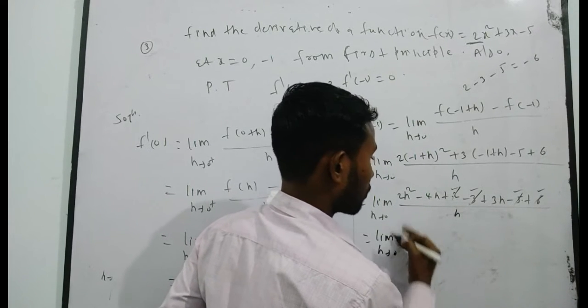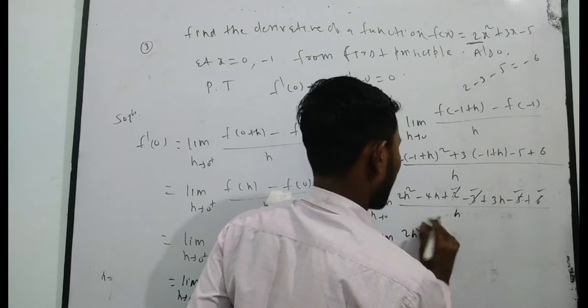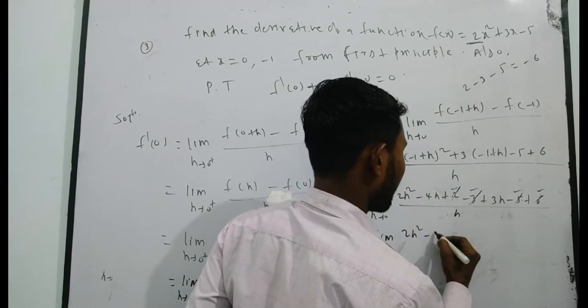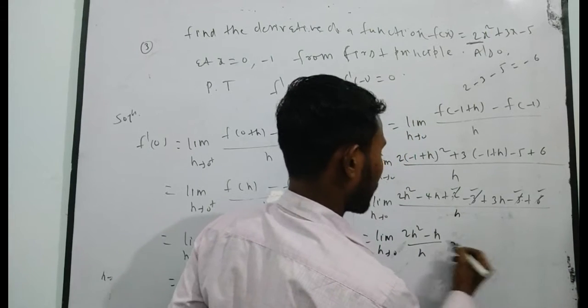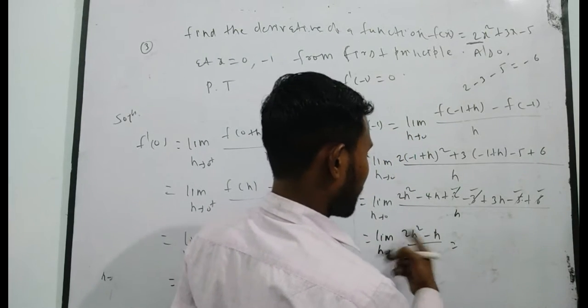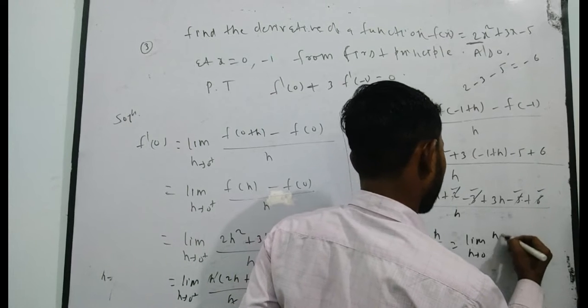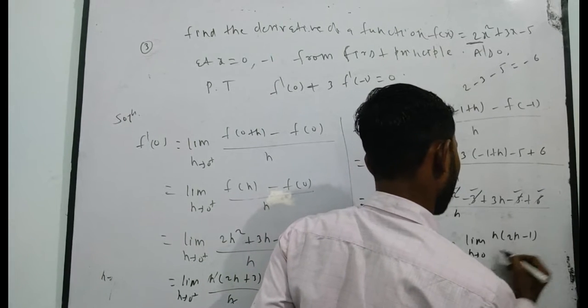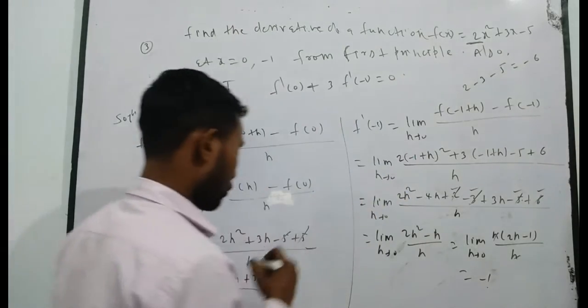Limit h tends to 0. 2h square minus 4h plus h, which will be minus h, and minus h by h. If you take common h, what do you get? I simply get the limit h tends to 0, h times (2h minus 1) divided by h. h cancels, so it will be minus 1.